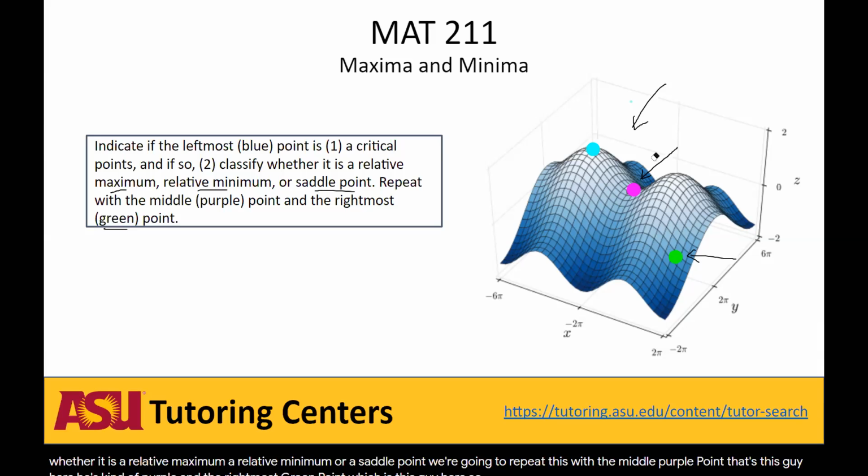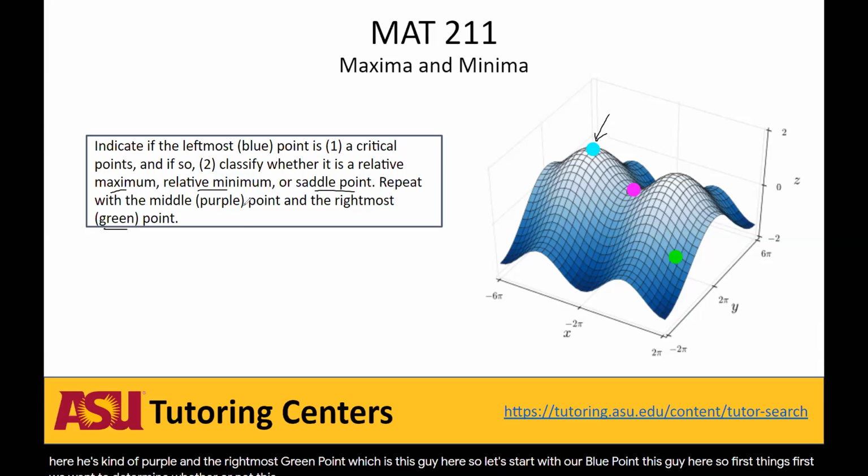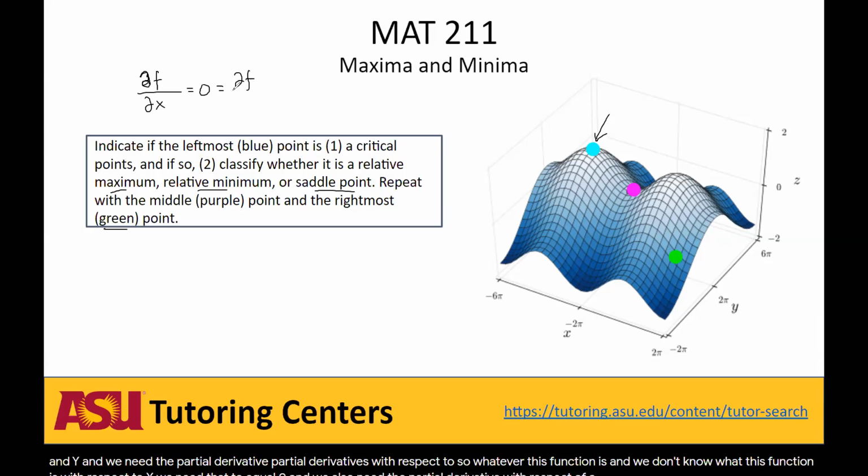So let's start with our blue point, this one here. First things first, we want to determine whether or not this is a critical point. For critical points, we want to look at the partial derivatives with respect to x and y. Whatever this function f is, and we don't know what it is, we need the partial derivative with respect to x to equal 0, and we also need the partial derivative of f with respect to y to equal 0.